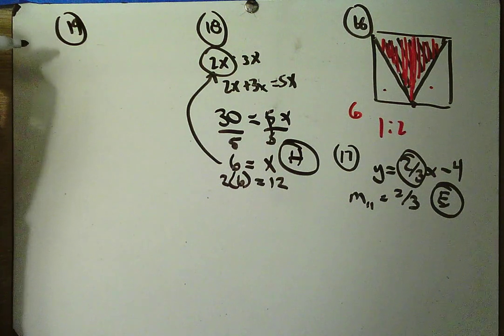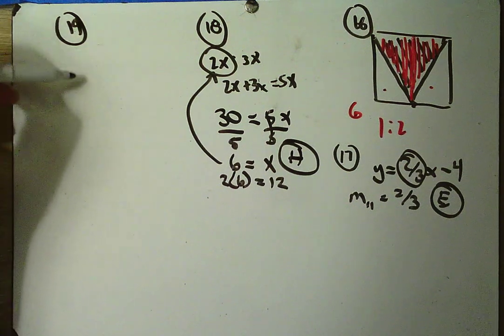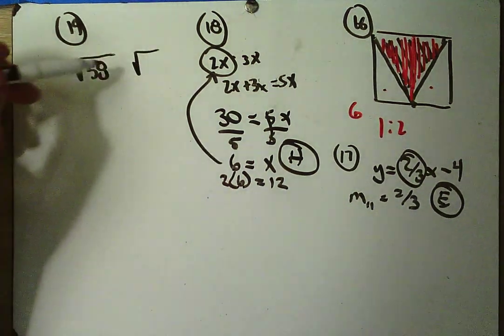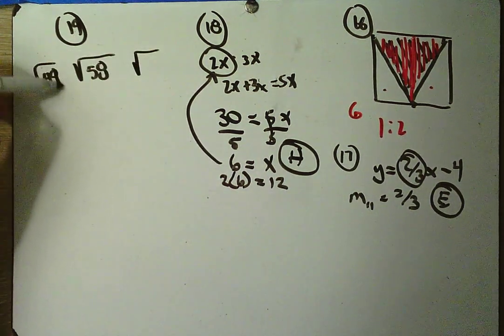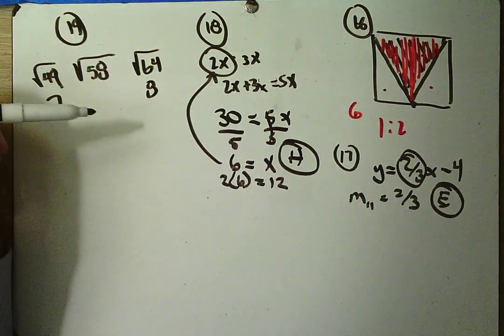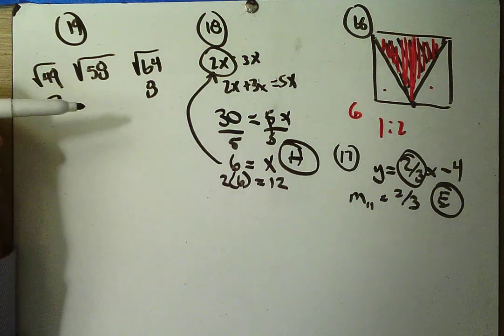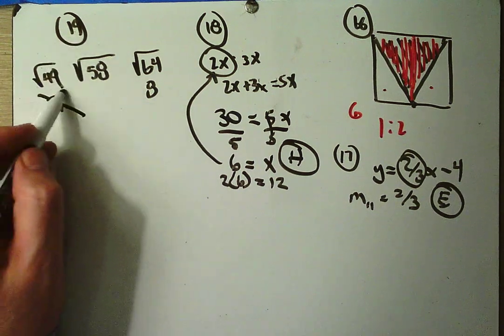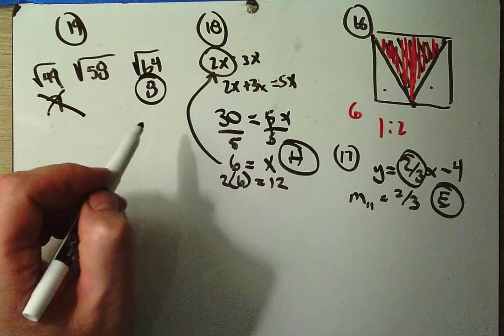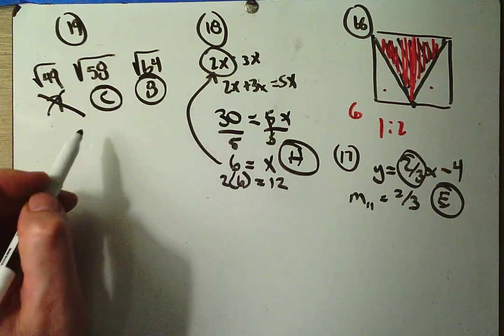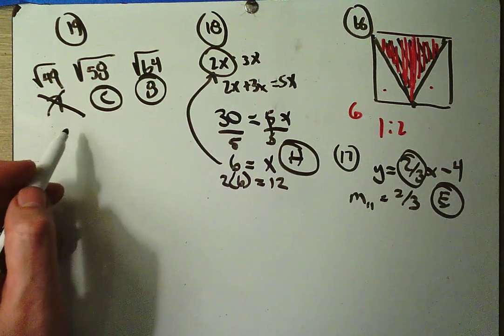19. What's the smallest integer greater than the square root of 58? Well, the square root of 58 is between the square root of 49, which is 7, and 64, which is 8. Let's read the question again. What's the smallest integer greater than the square root of 58? Well, this is less than the square root of 58, so I can't use it, but this is the smallest integer greater than the square root of 58. And so my choice is C for number 19.